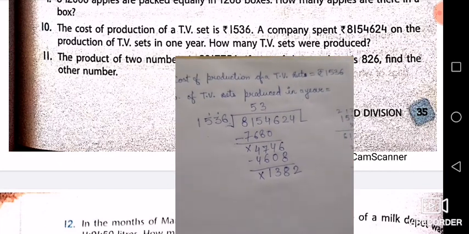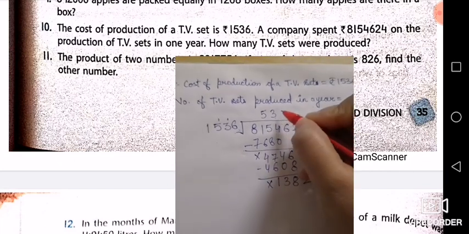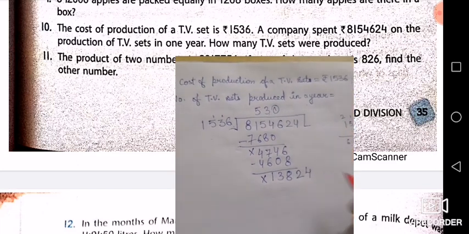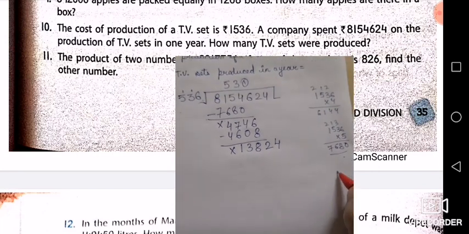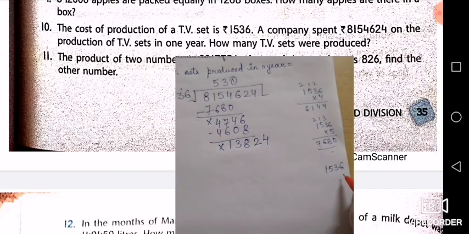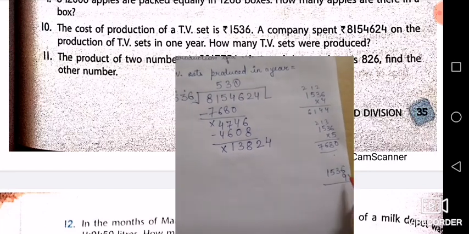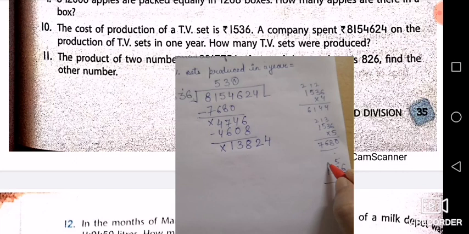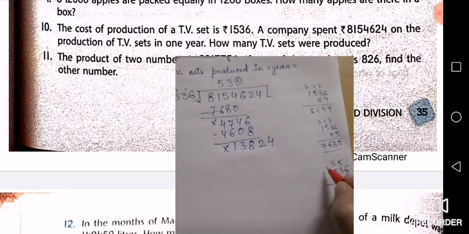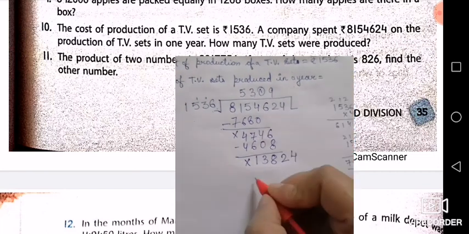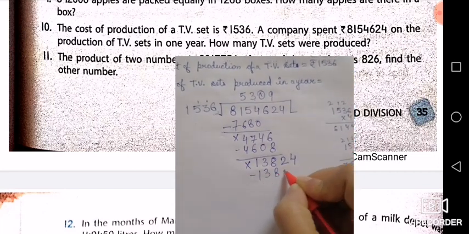Now 1382 is less than this. So you will put a 0 here. Now 4 will get down. Now which number will it go on? Let's do it. I think 4 is coming, so 9. It will go on 9. 9 6s are 54, 5. 9 3s are 27, 5 32, 9 5s are 45, 48, 4 and then 13. So it will go on 9 times. 1 3 8 2 4.